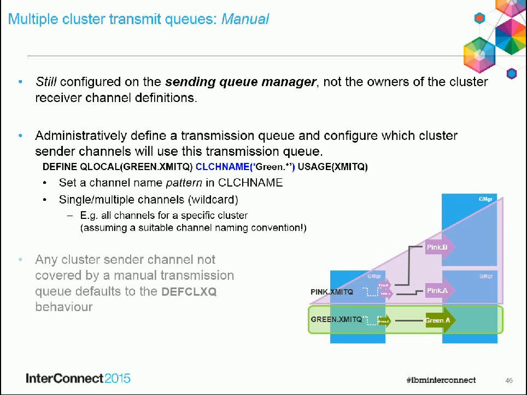Worth pointing out that any channels that don't fall into that naming convention then fall back to this default cluster transmit queue setting on the queue manager. Do I then use the single system cluster transmit queue for all the ones that don't match, or do I automatically generate a unique one for all of them instead? So you can mix and match these two behaviors.